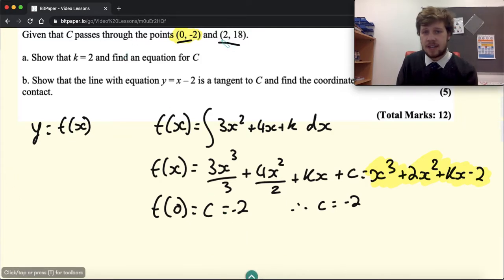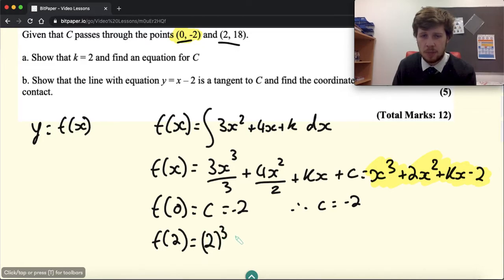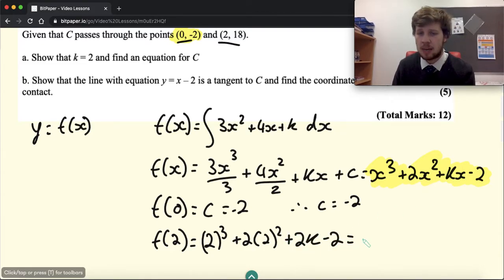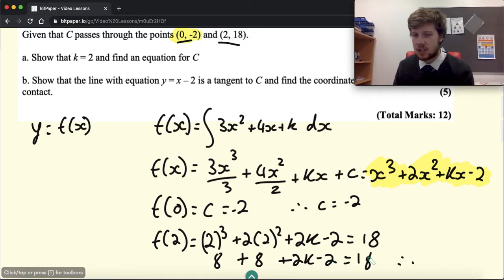So, the next value I'm going to try is f of 2. So when x equals 2, I should be expecting an answer of 18. So when I do this, I end up with 2 cubed plus 2 lots of 2 squared plus 2k, take away 2, and I'm expecting an answer of 18. So therefore 8 add 2k, take away 2 equals 18. If I add 2 and take away 16, I end up with 2k equals 4, therefore k equals 2. Now this is what I expected.